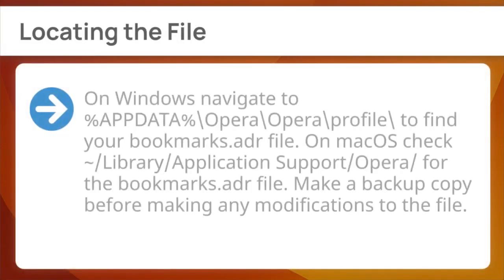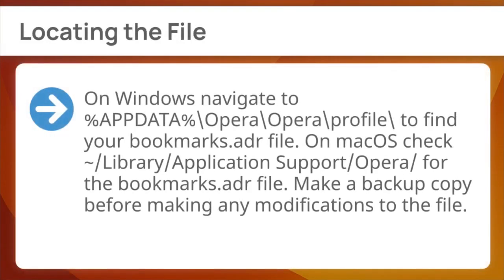First, locating the file. On Windows, navigate to APPDATA, Opera, Profile to find your bookmarks.adr file. On macOS, check Library, Application Support, Opera for the bookmarks.adr file. Make a backup copy before making any modifications to the file.